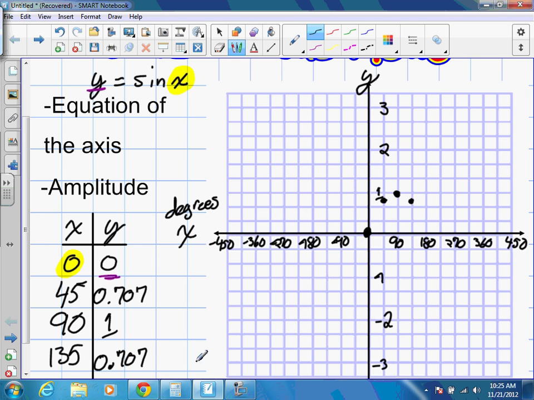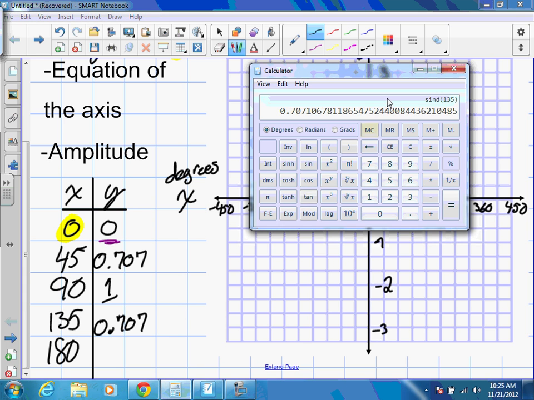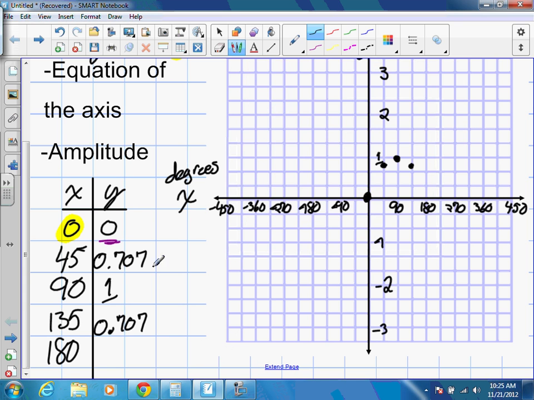All right, obviously, what's the next one we're going to try here? 180. Anyone know what that's going to be? 0. Sine 180 is 0. So if you're looking at this, I'm going to try to fill in the first part as best as we can, and we're going to estimate those other points. We're essentially getting something that's curling, coming back down.